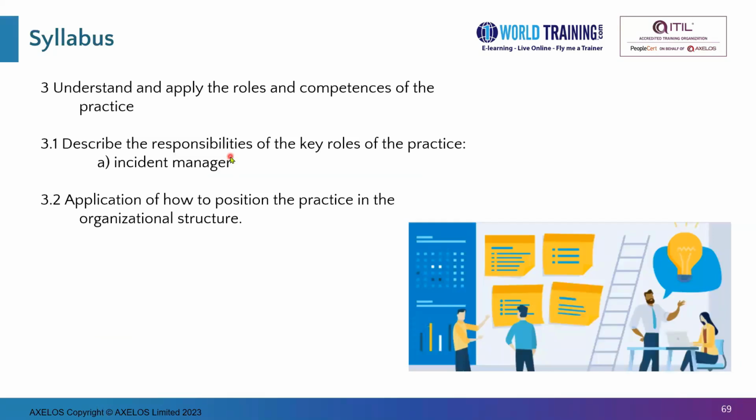We will be delving into the responsibilities of the incident manager specialist role for this practice. Note that what I mean by specialist role is that it is not the same as the practice manager role. Every practice will usually have a practice manager role in an organization. So it's possible that the incident manager could be a practice manager, but we are not going to discuss the responsibilities of a practice manager. However, we'll focus on the specialist role within this practice, and that is the incident manager. And also an offshoot of that would be a major incident manager.